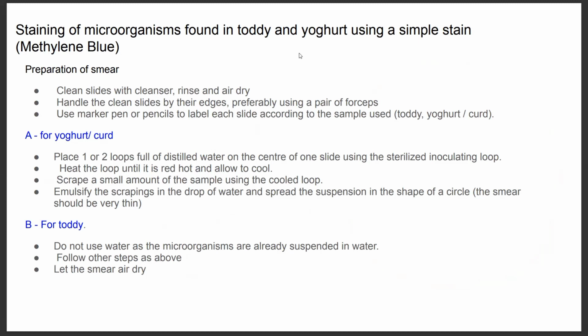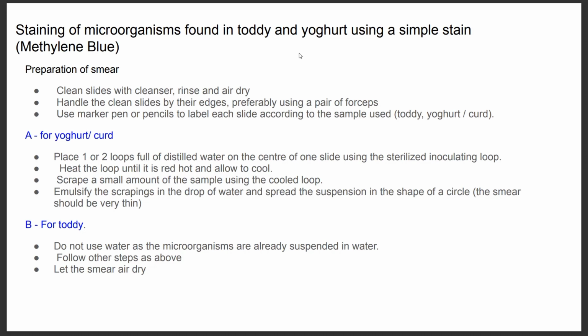Preparation of smear. Clean the slide with a cleanser, rinse and air dry. Handle the clean slide by the edges, preferably using a pair of forceps. You have to take a glass slide, clean it and let it air dry. Then don't handle the clean slide by hand. You have to hold it by the edges or use forceps. Then using a marker pen, you can label the slide, right?